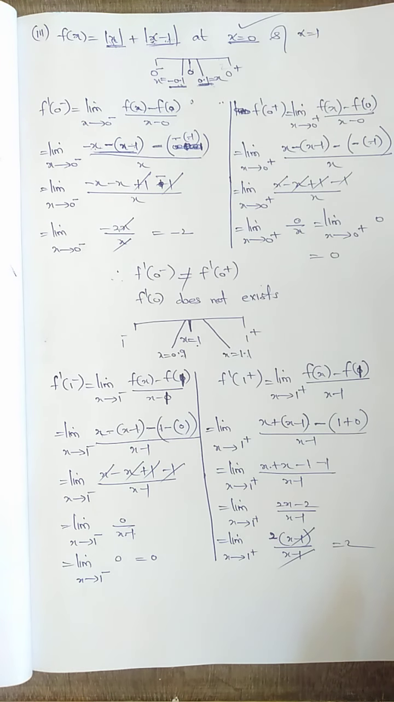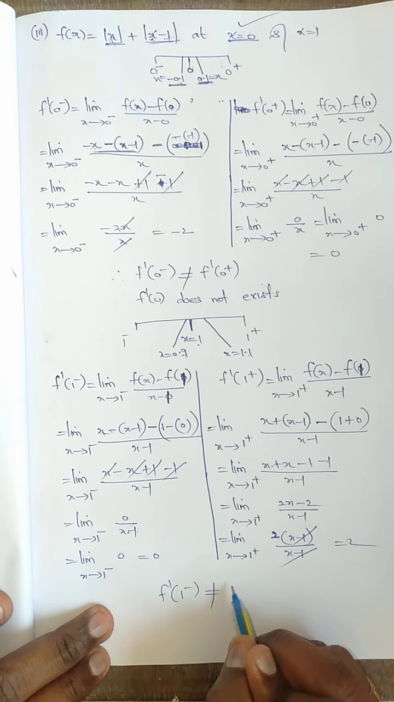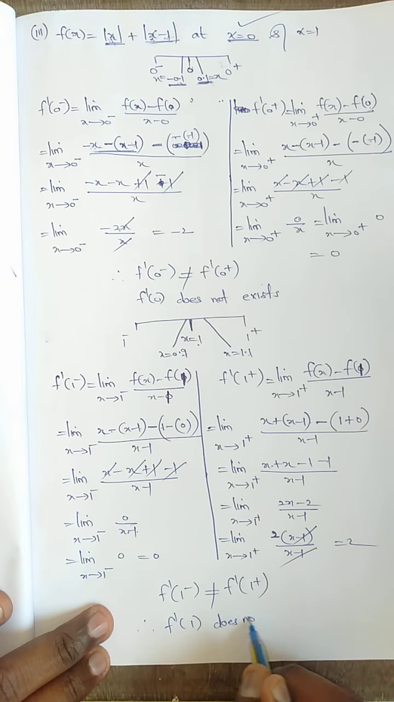So both are not equal here also. So I can write f dash of 1 minus is not equal to f dash of 1 plus, therefore f dash of 1 does not exist.